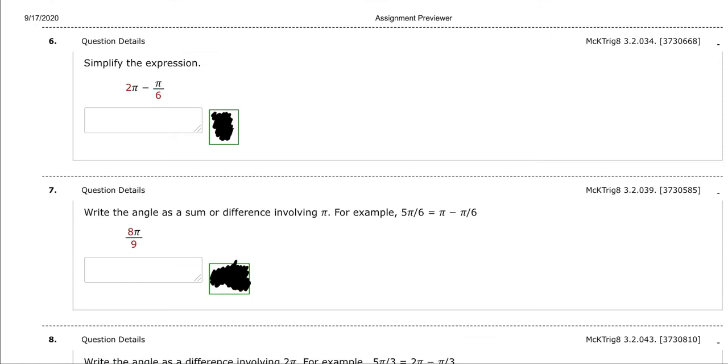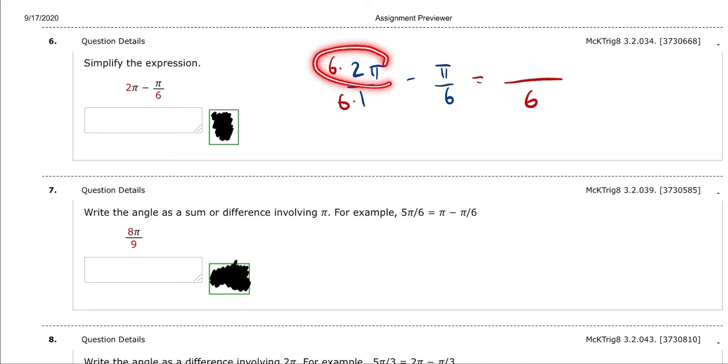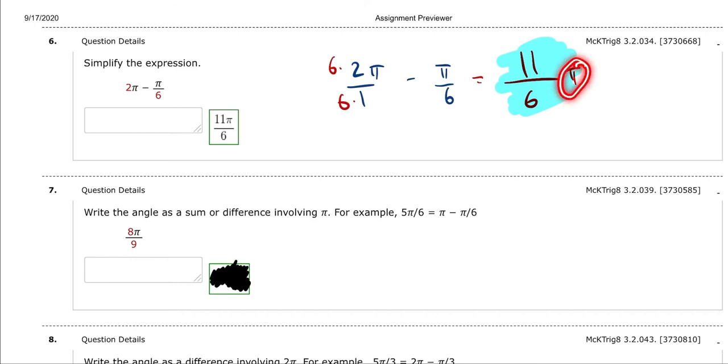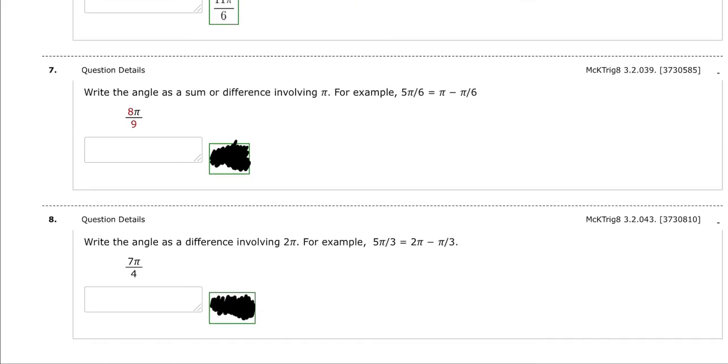All right, in order to simplify this expression, we can get a common denominator of 6. So 6 is our common denominator, which means you have to multiply top and bottom of this fraction by 6. That's going to be 12 pi minus 1 pi, which is 11 pi. And that is the final answer. Notice you can put pi off to the side, or you can put it in the numerator. Either one is fine. So you can choose.